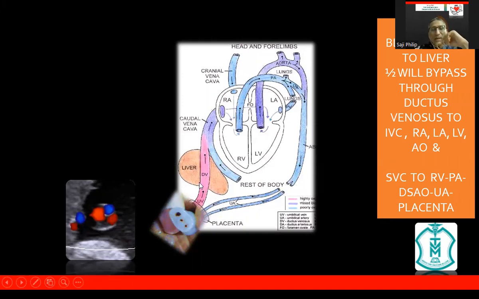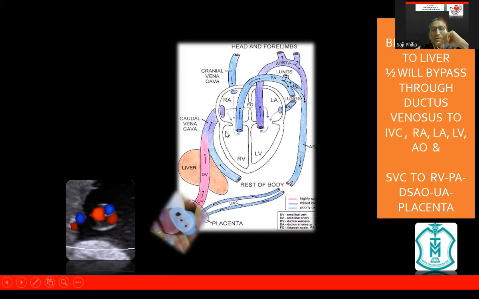The umbilical vein goes behind the liver, and at the junction where it joins the caudal vena cava, that is the inferior vena cava, that portion is called the ductus venosus. This blood carries the highest oxygen. You know, fetal hemoglobin can carry 130% more than adult hemoglobin. That is amazing. This highly oxygenated blood passes into the RA, then to the LA, not to the RV.